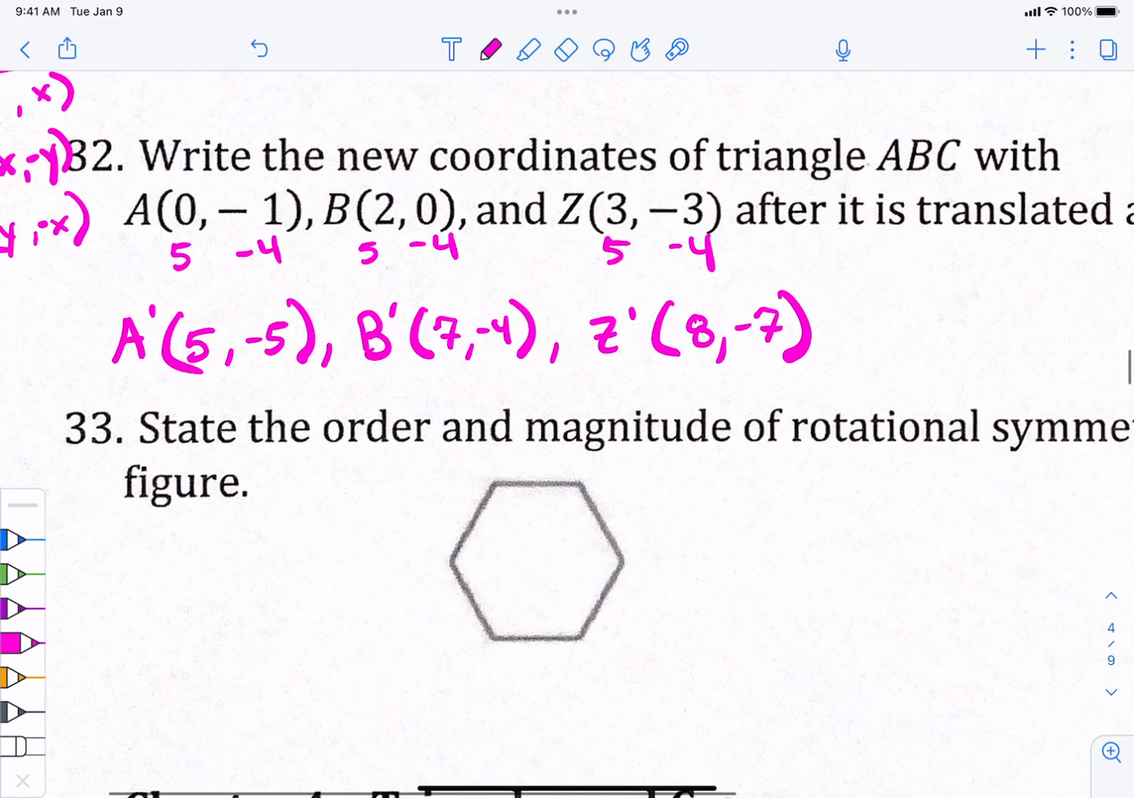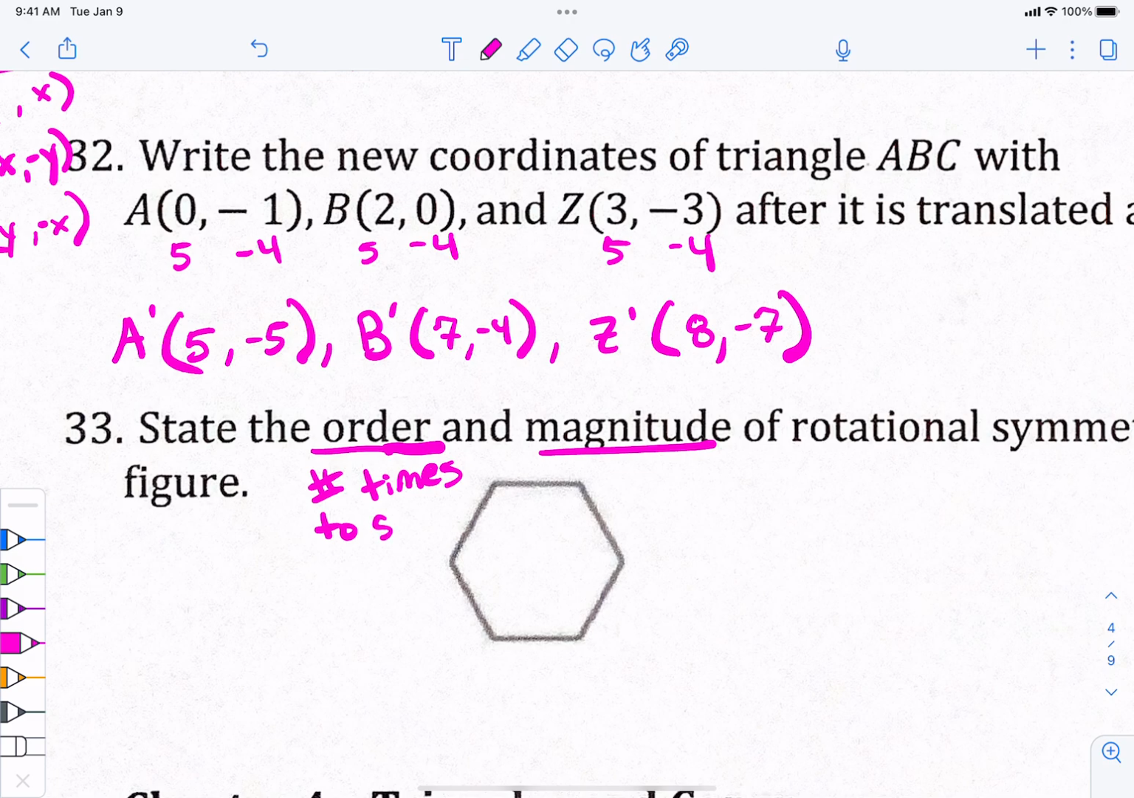All right, last one. State the order and magnitude. What does order mean? The number of times it has to spin to go back to where it was. Does that make sense if I write it like that? Number of times to spin around. And the magnitude is 360 divided by the order. It's just 60.